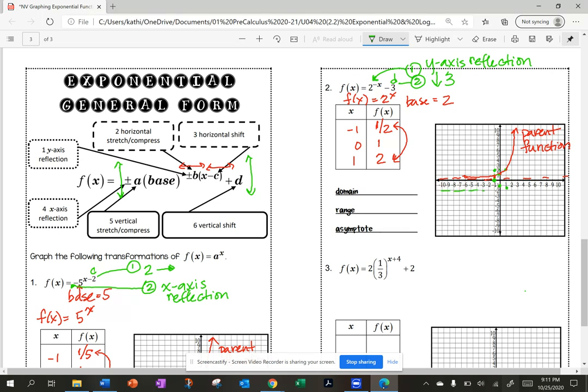So my asymptote, I don't think I went far enough down. Hang on. My asymptote is at -3. Okay. So here we go. I got my new function like this.